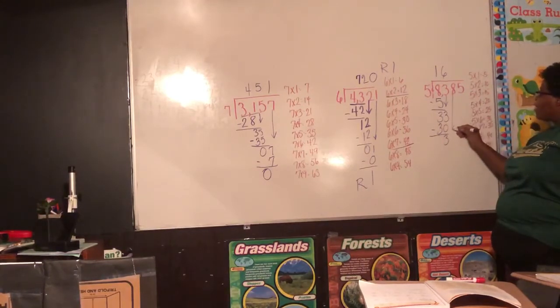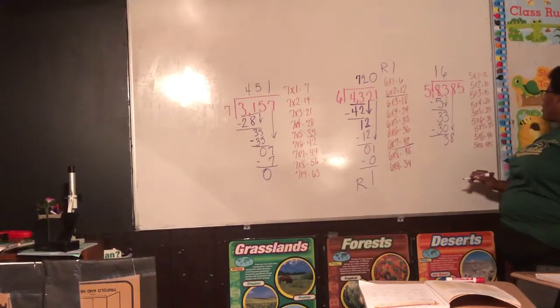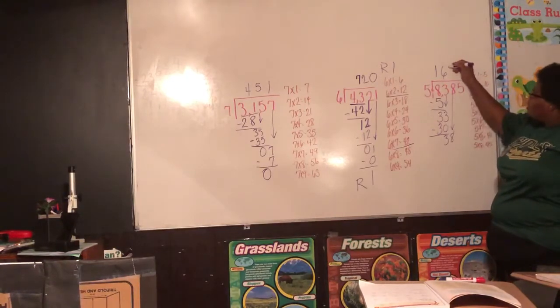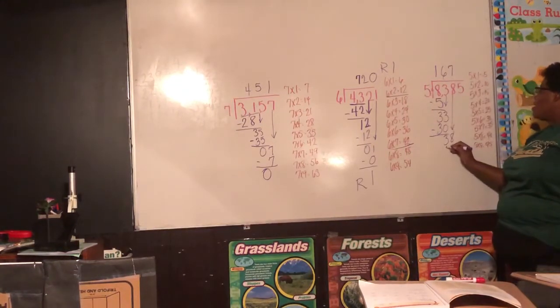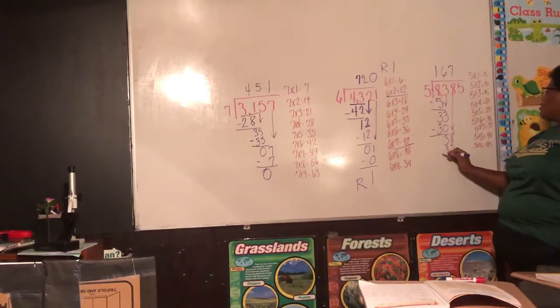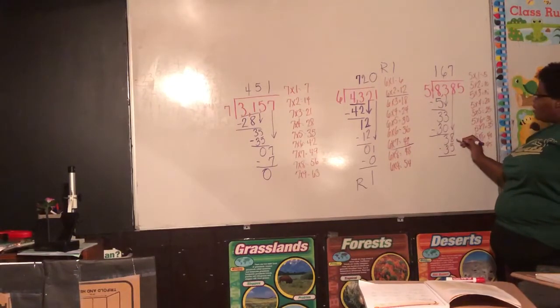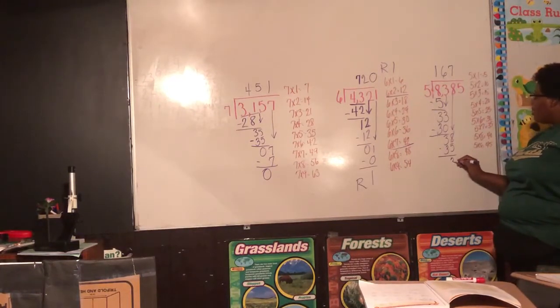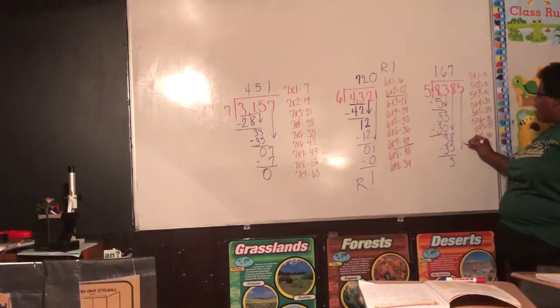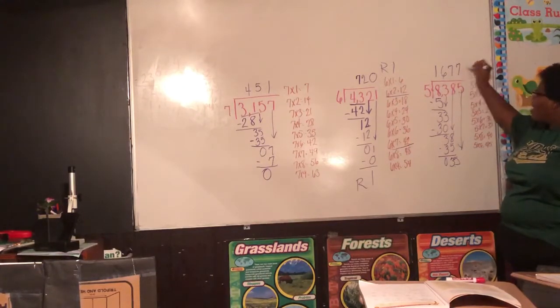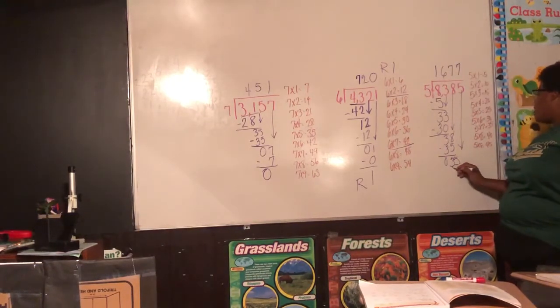Bring down our 8. Can 5 go into 38? It sure can. It can go into it 7 times. 7 times 5 is 35. So 38 minus 35 is 3. And we bring down our 5, which will give us 35. Can 5 go into 35? Yes, we will establish that. It can go into it 7 times, because 7 times 5 is 35. And that is your answer.